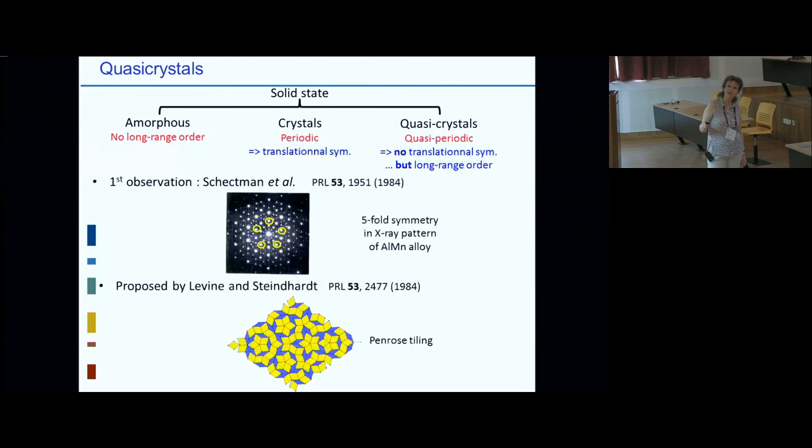And so they were discovered experimentally in 1984, where people did some X-ray diffraction on an aluminum manganese alloy and observed five-fold symmetry, which is forbidden in periodic crystals. But you see here that indeed there is a five-fold symmetry, which is the signature of a different kind of order for solid state. And the same year, actually, a mathematician proposed the idea of having this quasi-crystal in some Penrose tiling arrangement.